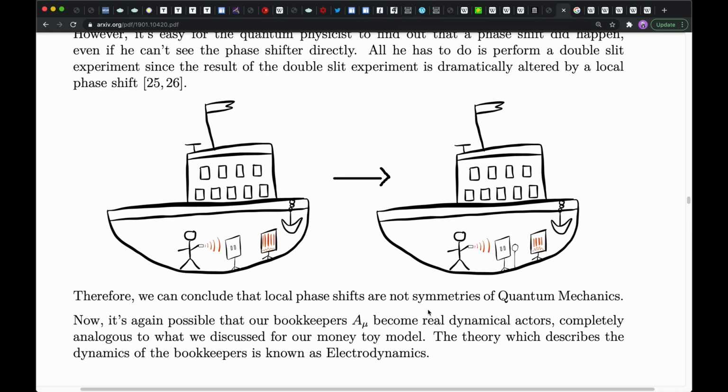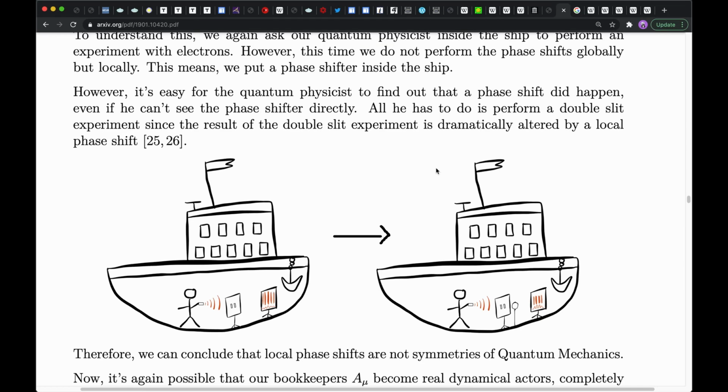Okay. Does that mean it's not global, or what? Yeah, I'm now thinking about that also. So he just says here, as far as I understand, that those bookkeepers are not real dynamical actors.